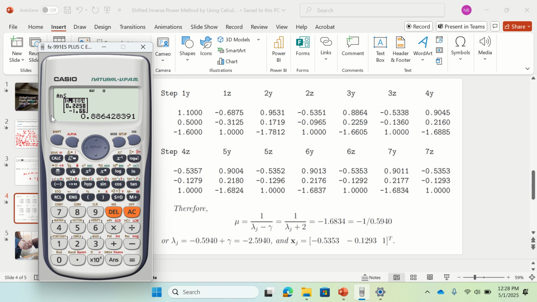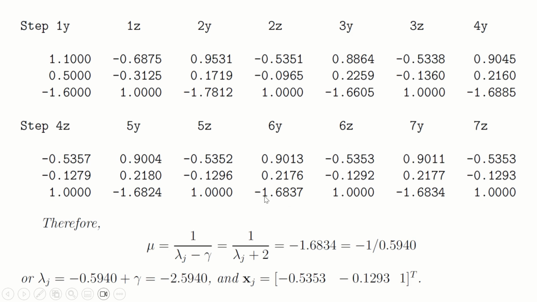Next time divide this vector by minus 1.6605 to get the next one, and so on, and then we will be converging to the value minus 1.6834 and so on. So you see that the value is converging towards this number minus 1.6837, the next one is minus 1.6834. So this eigenvalue is correct up to 3 dp. And if you want to stop here, this is basically 1 over lambda minus gamma. This quantity is equal to minus 1.6834. You will take the reciprocal of this value, and then add minus 2 to it to get minus 2.5940. And this is the corresponding eigenvector as well.